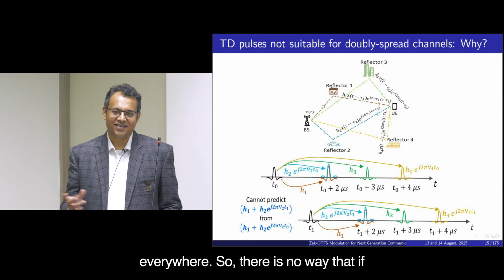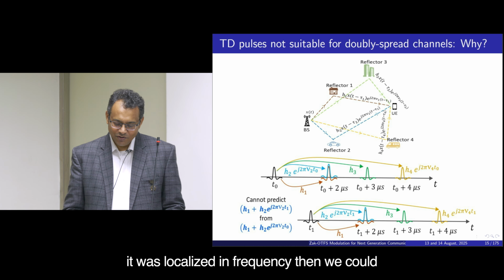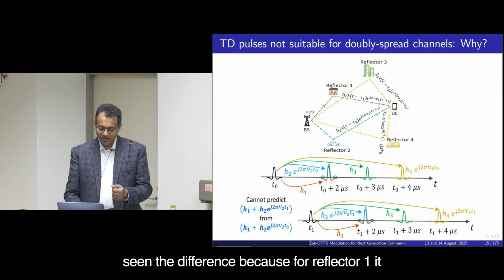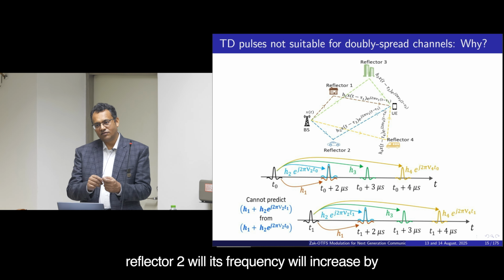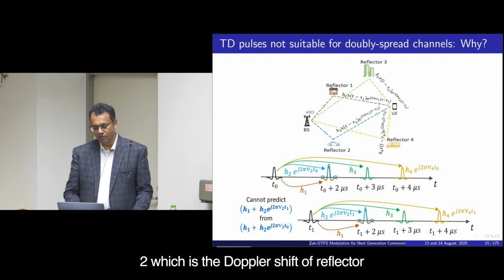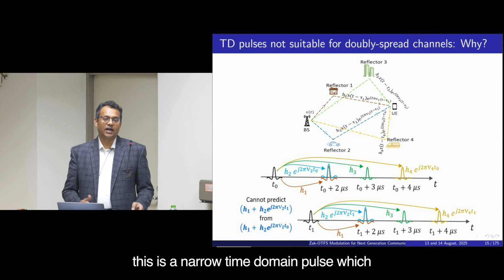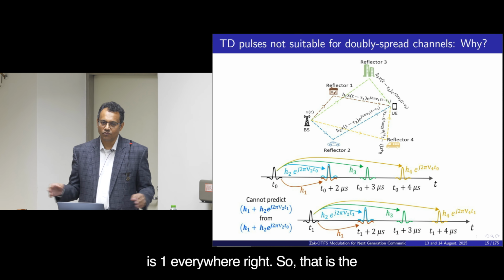If it was localized in frequency, then we could have seen the difference, because for reflector 1 it will be there at that same frequency, for reflector 2 its frequency will increase by nu 2, which is the Doppler shift of reflector 2, right? But you can't do that, because this is a narrow time domain pulse which is everywhere in frequency, its Fourier transform is 1 everywhere, right? So that is the problem.